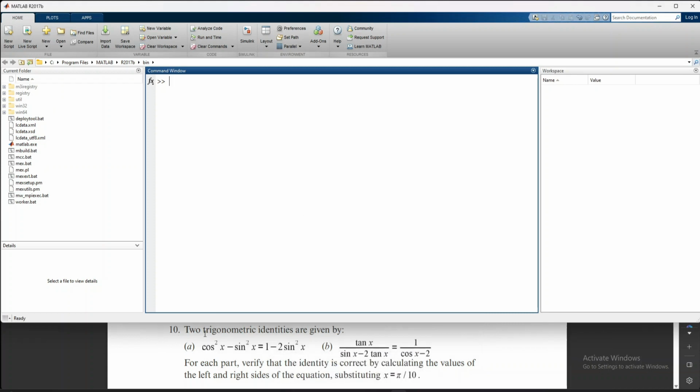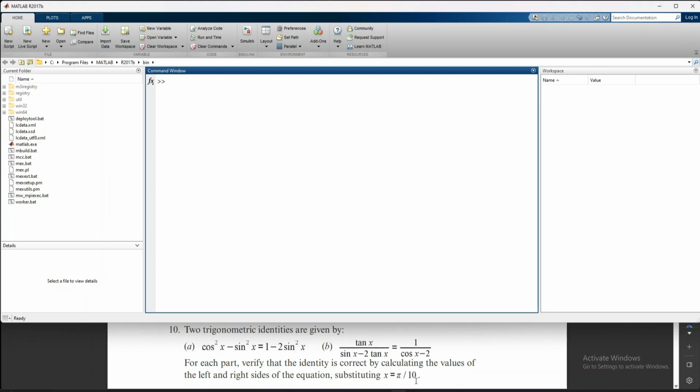This is question number 10, and the question is: two trigonometric identities are given. Cos square x minus sin square x is equal to 1 minus 2 sin square x, and the second is tangent x divided by sin x minus 2 tangent x is equal to 1 upon cos x minus 2. For each part, verify that the identity is correct by calculating the values of the left and right sides of the equation, substituting x equals pi by 10.